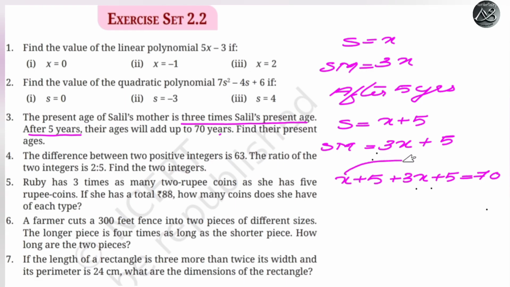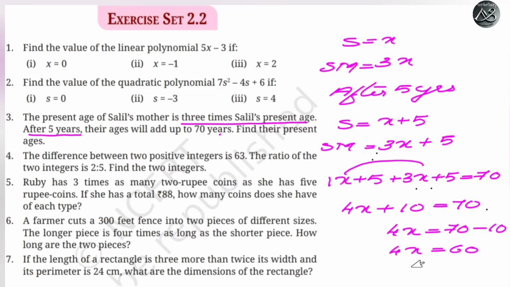After 5 years, their ages will add up to 70. Now we can add this x and 3x. x plus 3x. x means 1x, there is a coefficient of 1. 1x plus 3x is 4x, plus 5 plus 5 is 10, equal to 70. Now we need to solve this. 4x is equal to 70 minus 10. That is 4x is equal to 60. So x is equal to 60 divided by 4, that is 15.